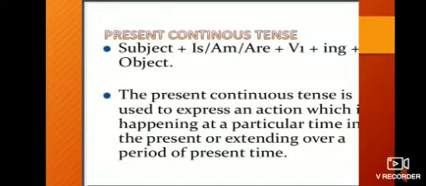Now let's move on with the rule. The rule says subject plus is, am, are plus verb first form plus ing plus object. In this tense, we have sentence formation starting with the subject as usual. Then we use the helping verb is, am, are, and then verb first form plus ing and object. To make it easier, let's see some examples.